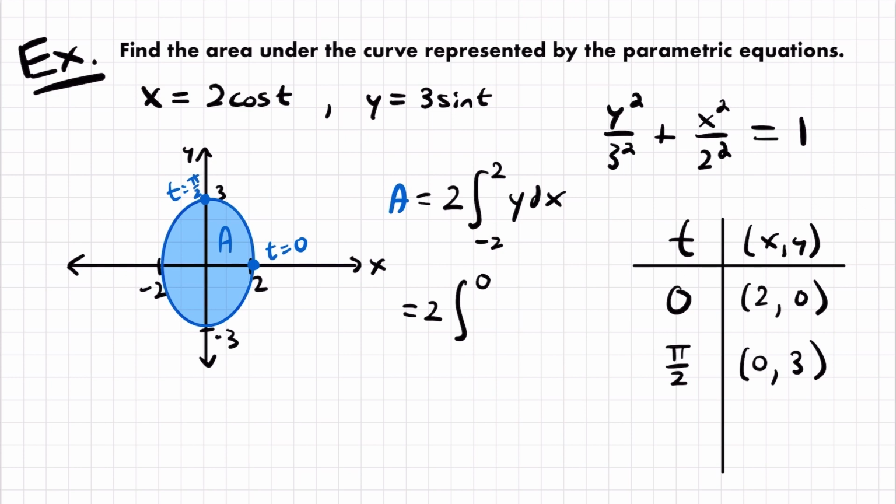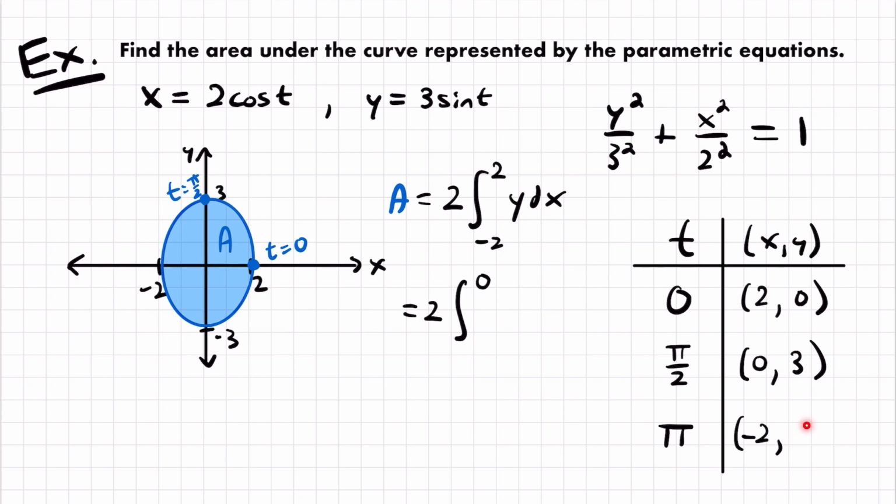But that's not quite what we're looking for, right? We're looking for the value of t that corresponds to this point right here, where x equals -2. So let's plug in another value of t. This time let's work with pi. Let's see what pi corresponds to. If we plug pi into our parametric equations, we'll have 2 times cosine of pi, and cosine of pi is -1. So we'll have -1 times 2, which is negative 2, and so x equals negative 2.